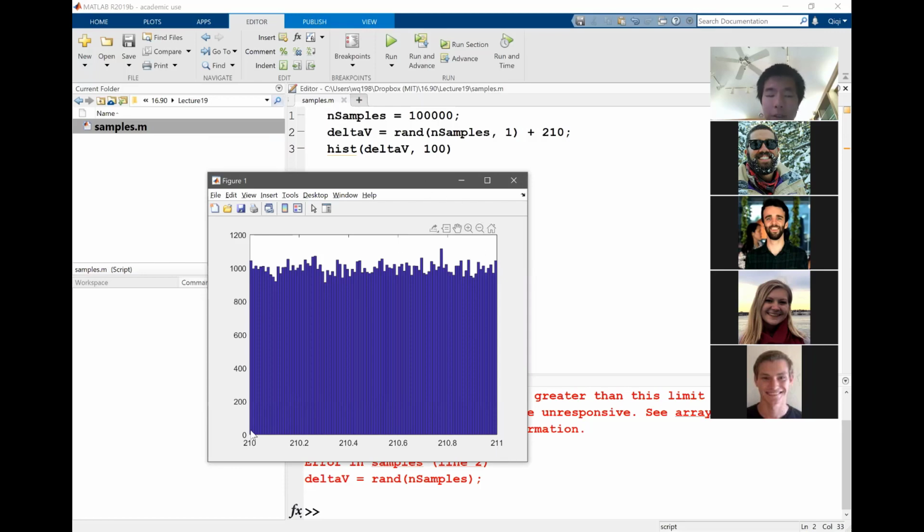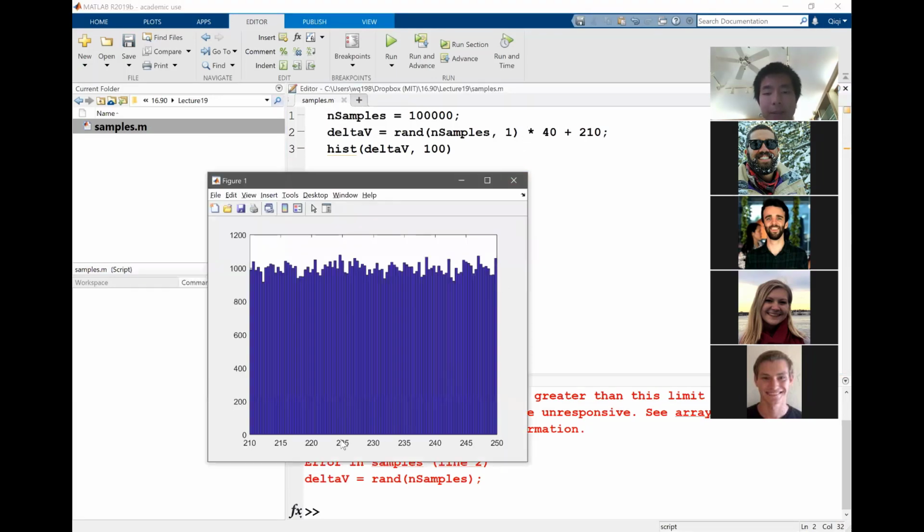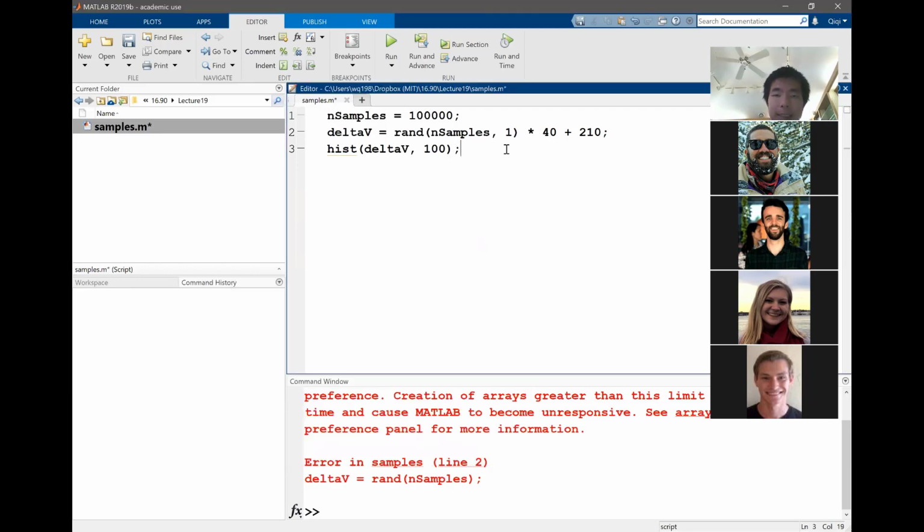So I achieved my lower end. I also want to achieve my higher end, which is 250. So I want to multiply everything by 40 before I add it to 210. So now my distribution is between 210 and 250. All right, so that's basically the distribution I start with.